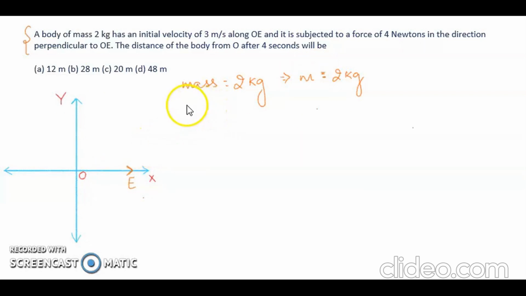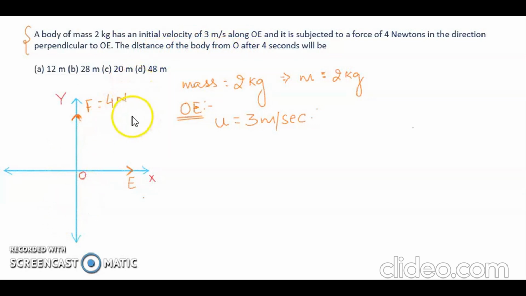In the direction of OE, first of all we'll try to solve this numerical part wise. In the direction of OE, the initial velocity we have, u, is equal to 3 meter per second. This is given. Then it is subjected to a force of 4 newtons in the direction perpendicular to OE. OE direction is X, so the perpendicular direction is OY, obviously. In this direction you have a force, and that force has the value of 4 newton. Then we have to find out the distance of the body from O, meaning from the origin, after 4 seconds.